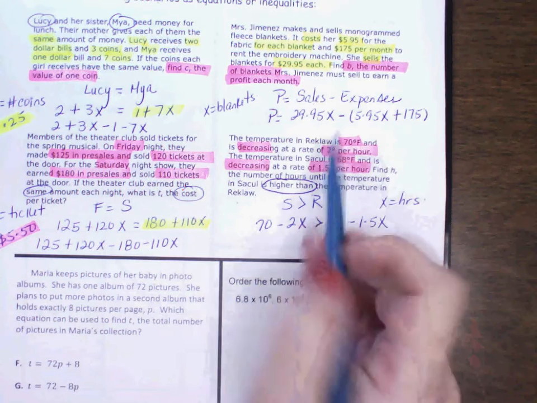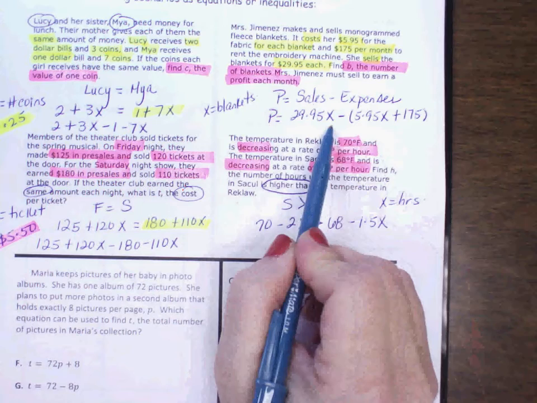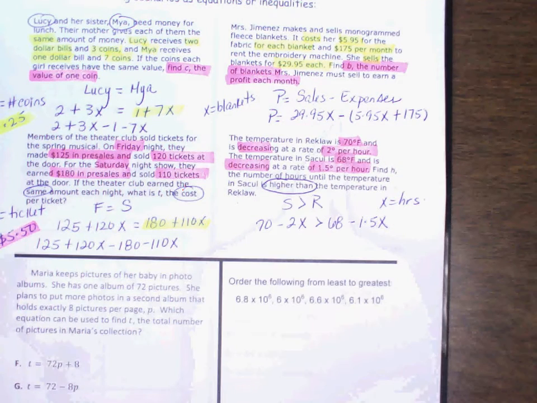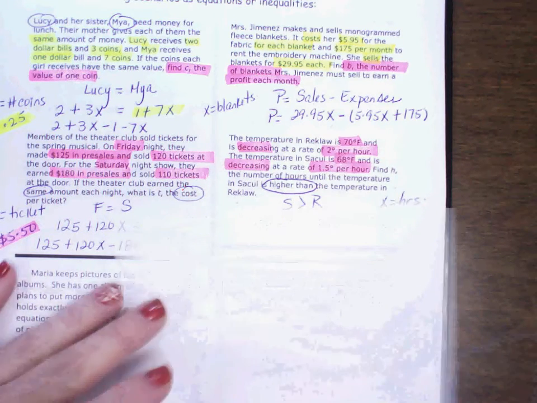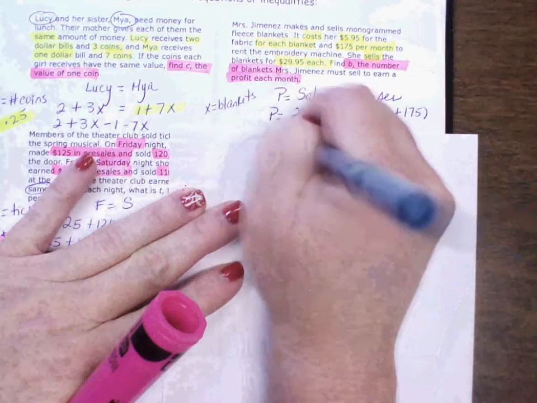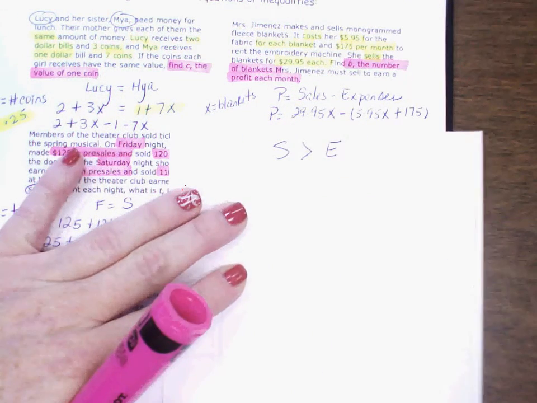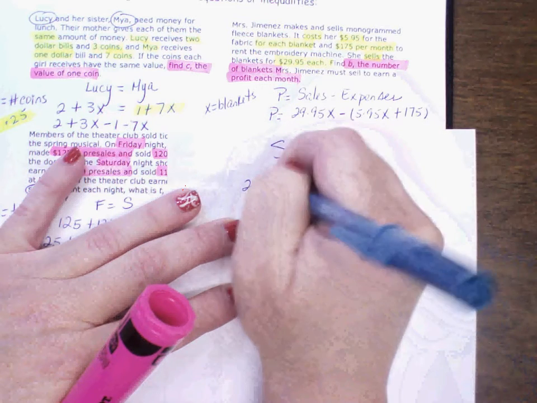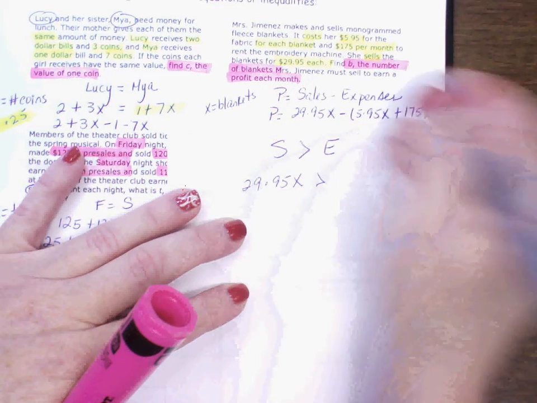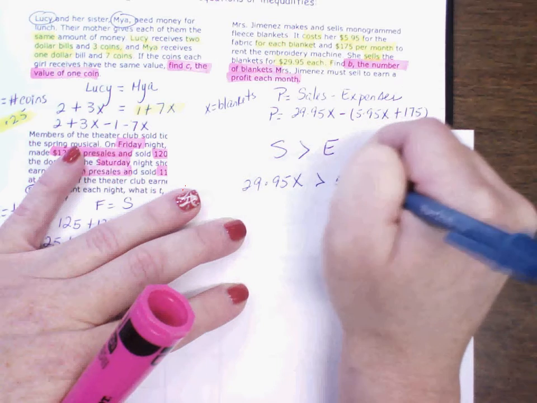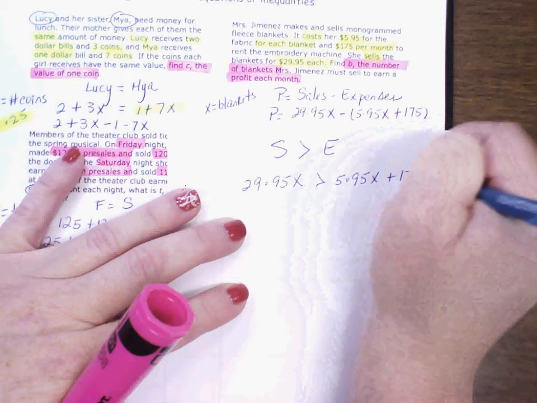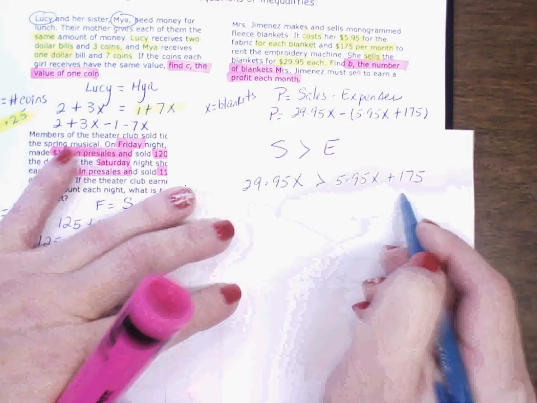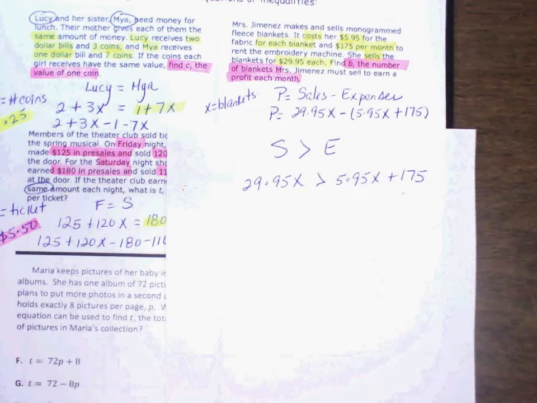If you want to make a profit, the sales have to be bigger than the expenses, right? So what were my sales? 29.95x has to be bigger than 5.95x plus 175. Add that to that problem so that we can do an inequality over there. Are we good? All right, next two on your own.